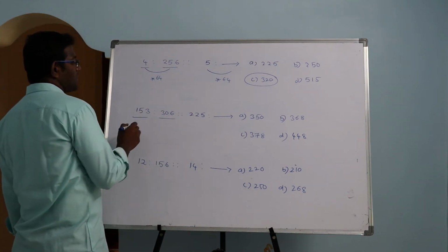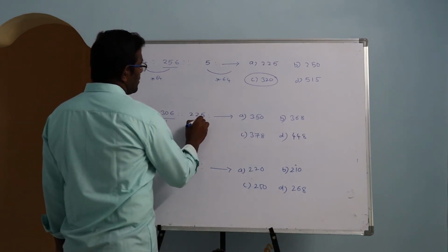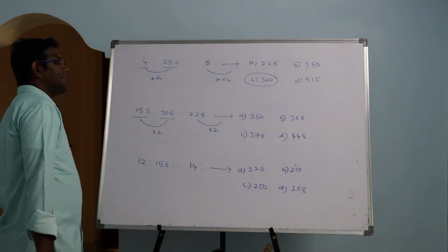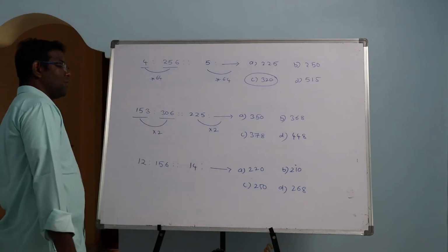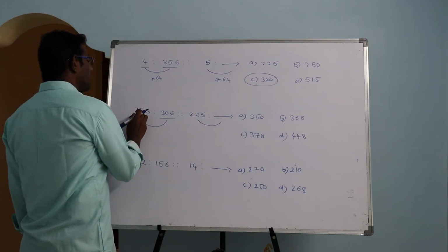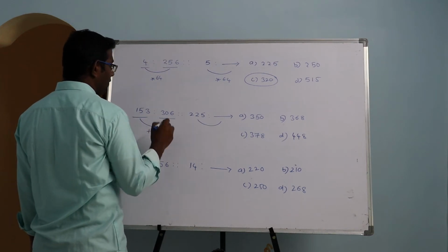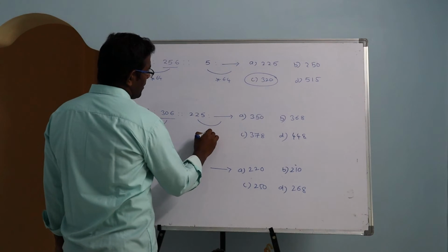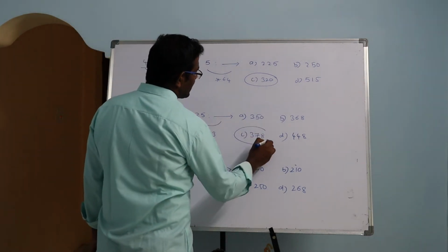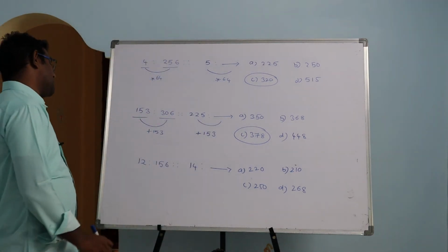153 is 306. 153 2s are 306. 225 2s are 450. Is 450 there in the options? There is no 450 in the options. Alright, sir, you check it. 153 is 306, it is increasing by 153. In the same way, you can increase 153. Your answer goes to 378. 378 is in option C. Right, next bit, sir.